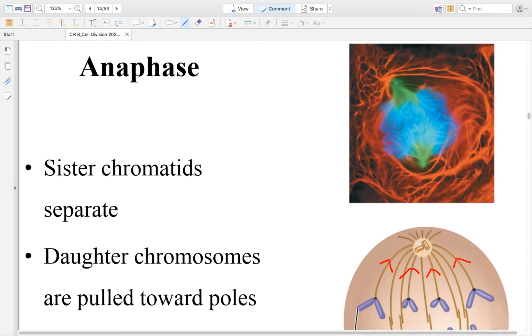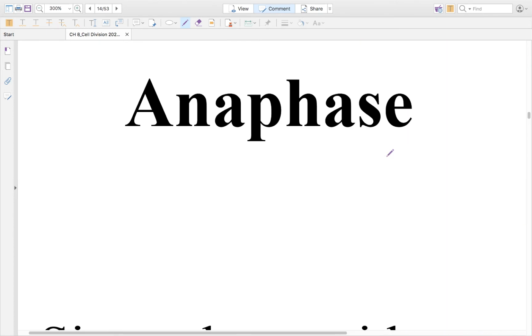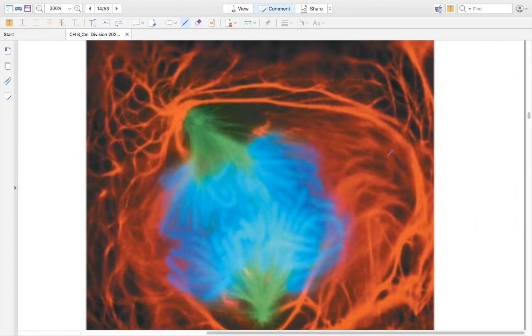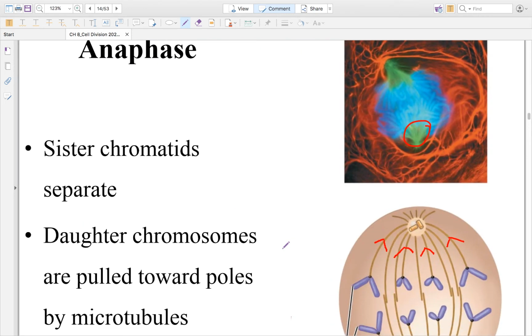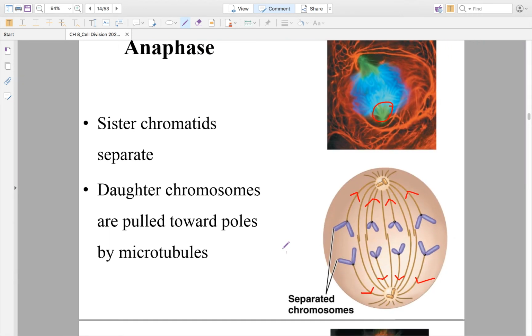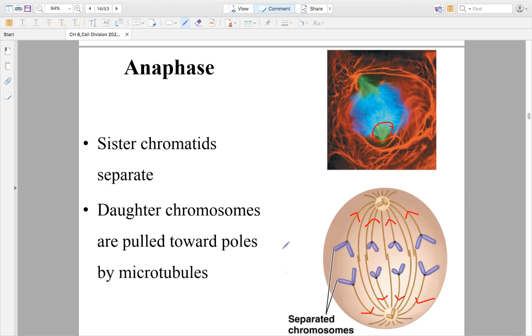And what's cool is you can see that happening right here. See how they're pulled apart? And look at this, the mitotic spindle shortened. Perfect. All right, so anaphase is when sister chromatids are pulled apart and or separated. And then on top of that, now they're going to move towards the poles of the cell. So they're going to move to opposite ends of the cell.